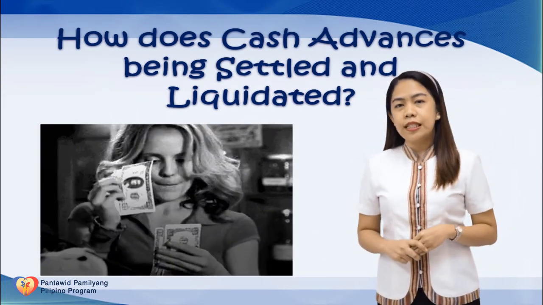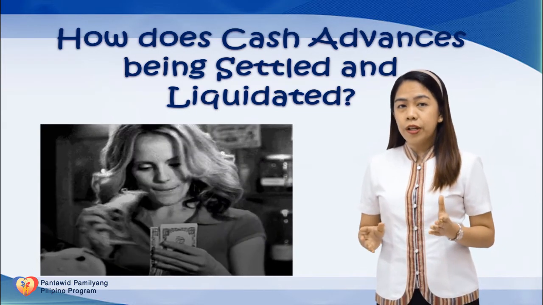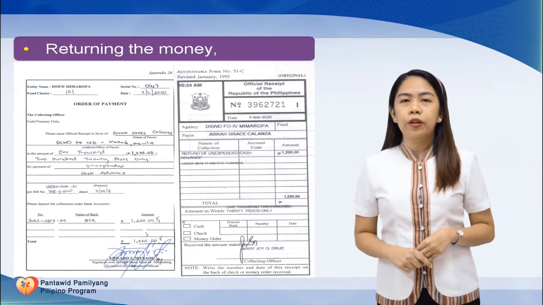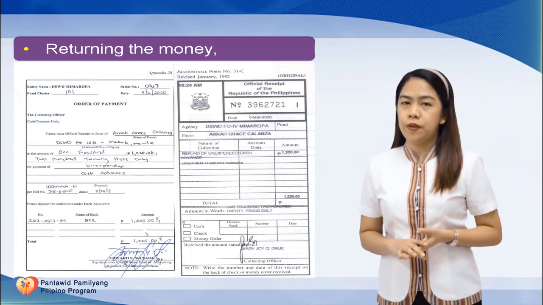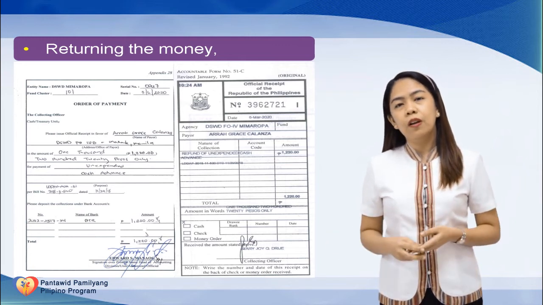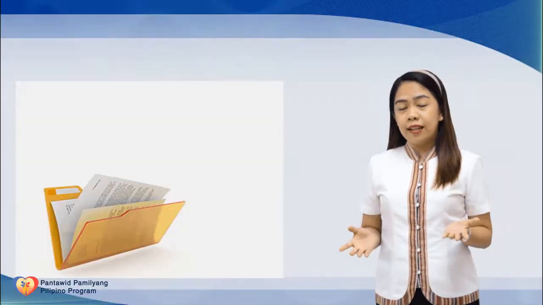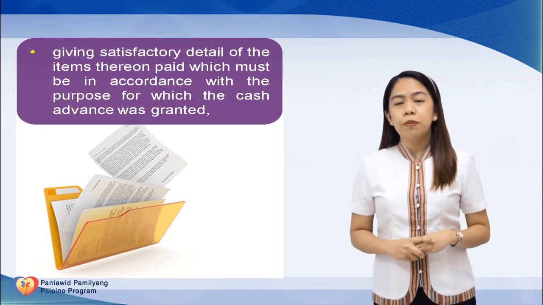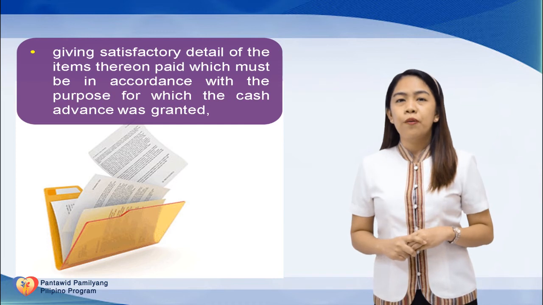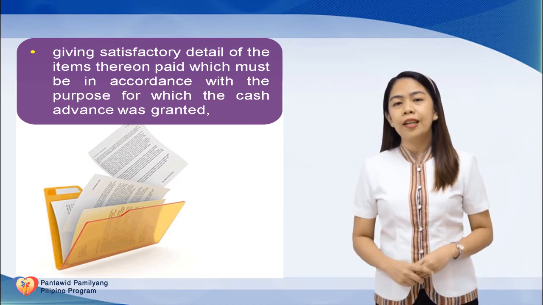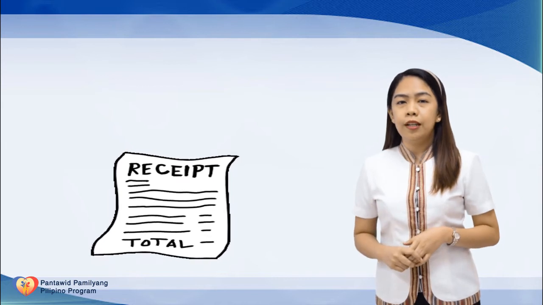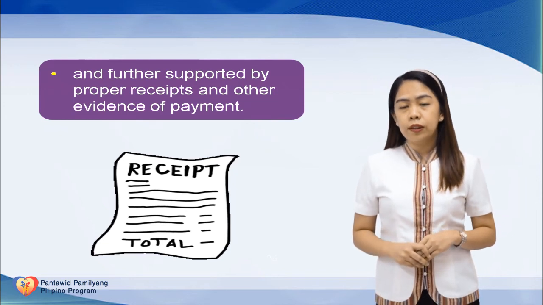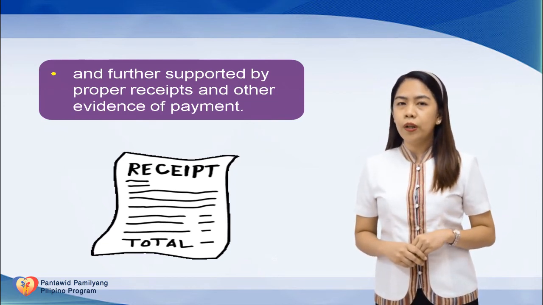A cash advance is settled and liquidated, first, by returning the money advance if unspent through an order of payment issued by the accounting officer, or by presentation of regularly accomplished vouchers. Second, giving satisfactory detail of the items paid, which must be in accordance with the purpose for which the cash advance was granted. And finally, further supported by the proper receipts and other evidence of payment, subject to the result of the post-audit thereof by the auditor concerned.